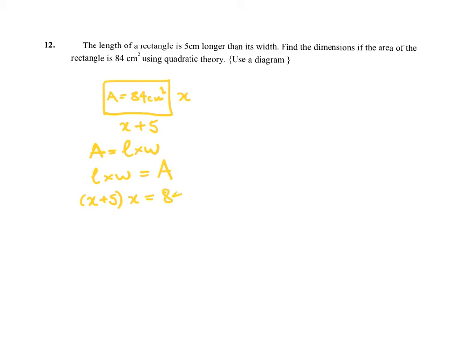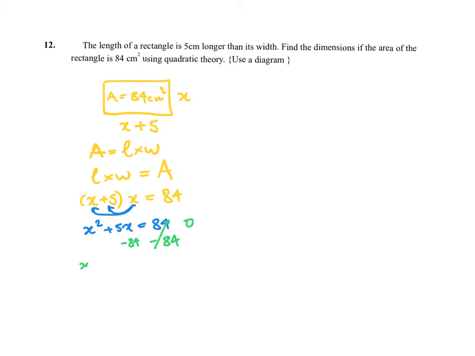Area is 84. So the next step is to expand, multiply every single term inside the brackets by x. That's going to give us x to the power of 2 plus 5x equal to 84. So rearrange, move everything to one side. We can do that by taking away 84, because we have positive 84. When we take away 84, it's going to cancel out and give us 0. But just remember, whatever you do on one side, you have to apply to the other side as well.